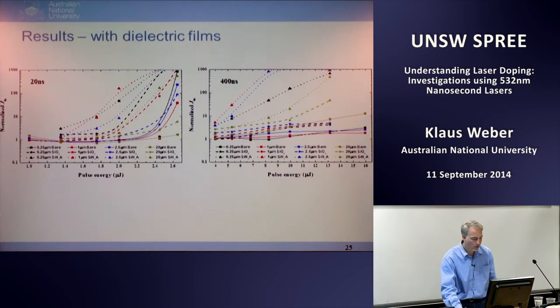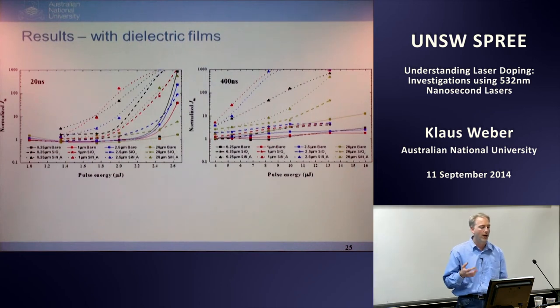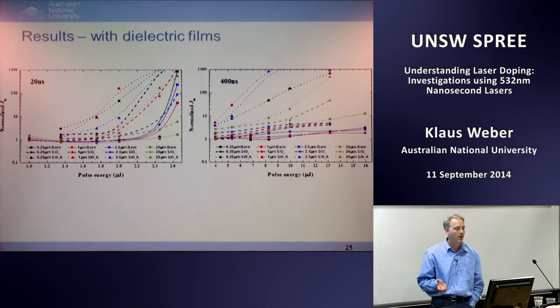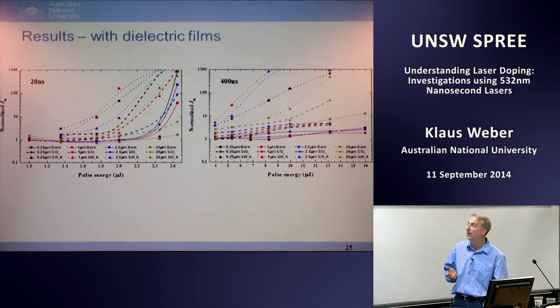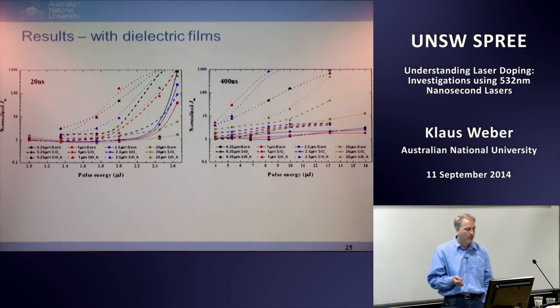The other lines that we've got here are for silicon dioxide. We used other dielectrics as well: aluminium oxide, titanium dioxide. They all behave similarly to silicon dioxide. So other dielectrics produced much less damage, and we actually have a reasonable region where we can still keep that damage within reasonable bounds. So one message is that the dielectric film that we use really matters in terms of the damage that we introduce to the laser doped region.